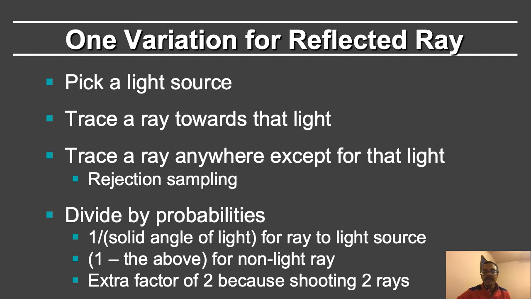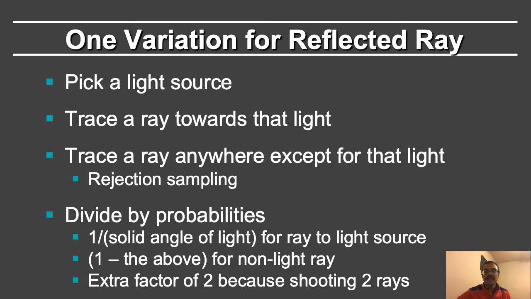So here is one variation for the reflected ray. Pick a light source, trace a ray towards that light, trace a ray anywhere except for that light. You can do this by rejection sampling. You pick a random direction. If it hits the light, you reject it. And now you divide by the probabilities. For the ray towards the light, you have to divide by the solid angle corresponding to the light source. So that's F over P.